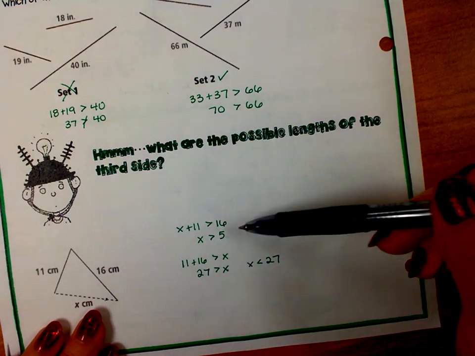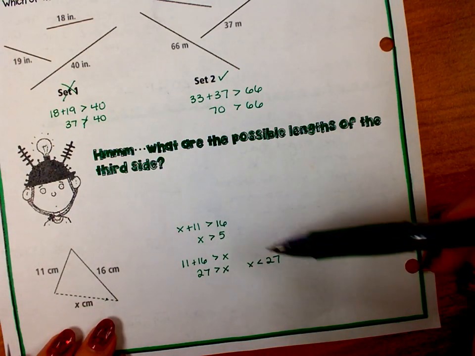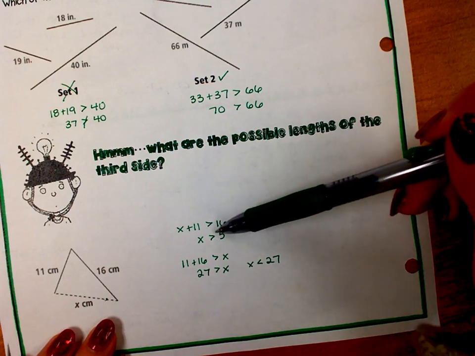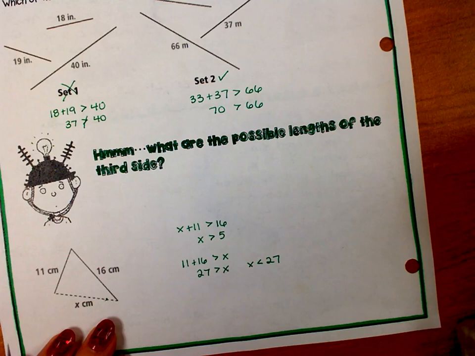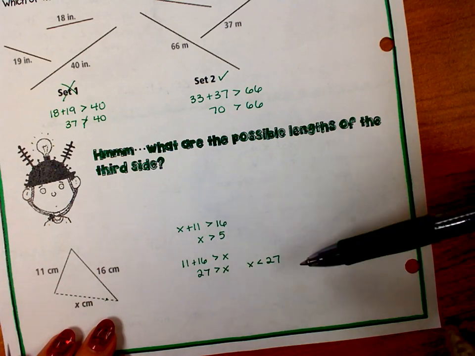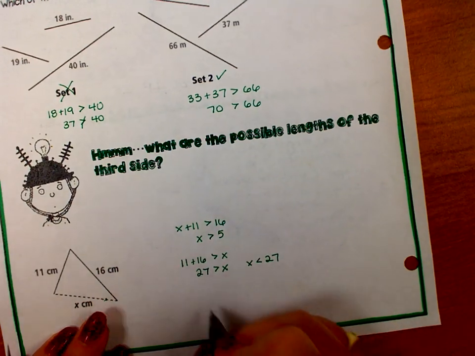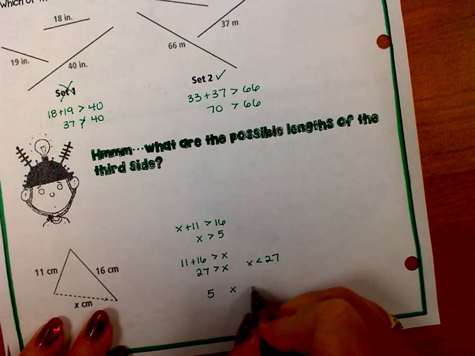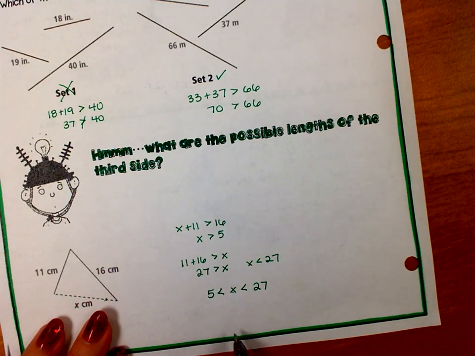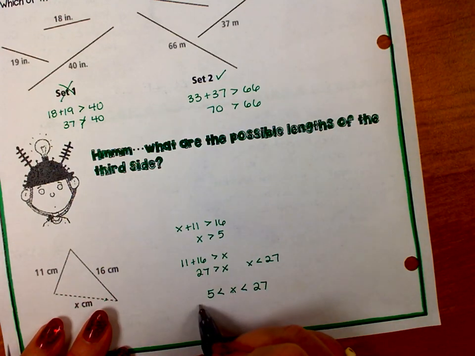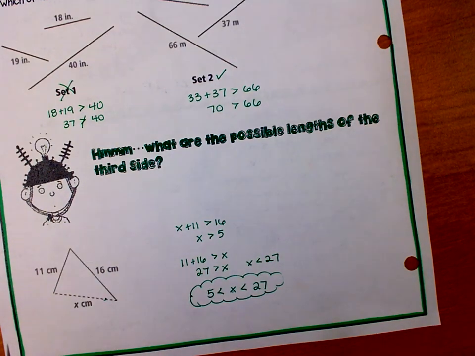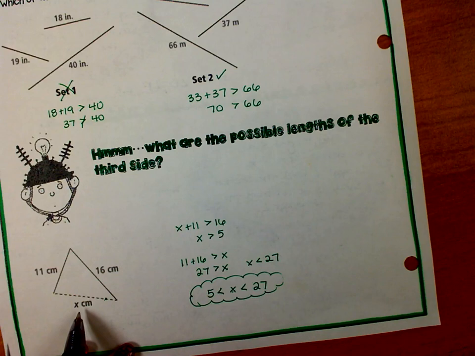So between this inequality and this inequality, we want x to be greater than 5 and less than 27, which means that x is between 5 and 27. So we would write that like this, where x is greater than 5 and x is less than 27. This is the inequality that describes what length x has to be in order to make a triangle.